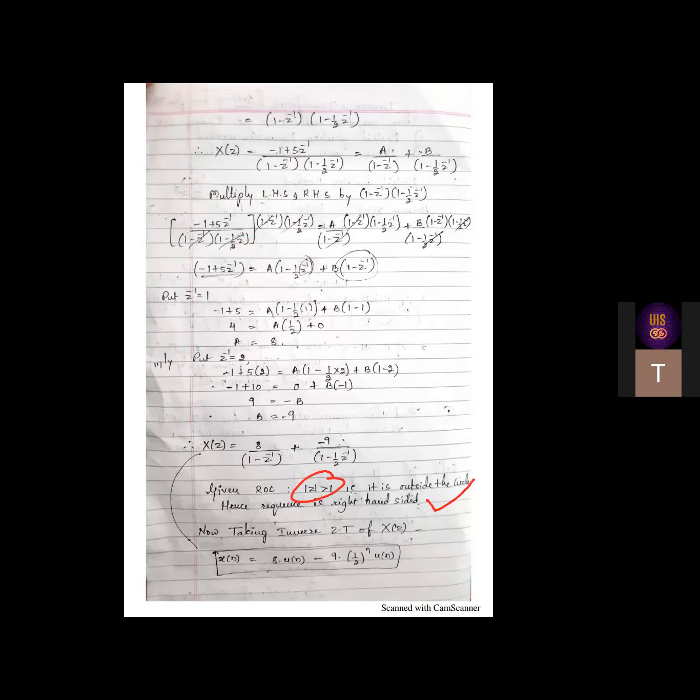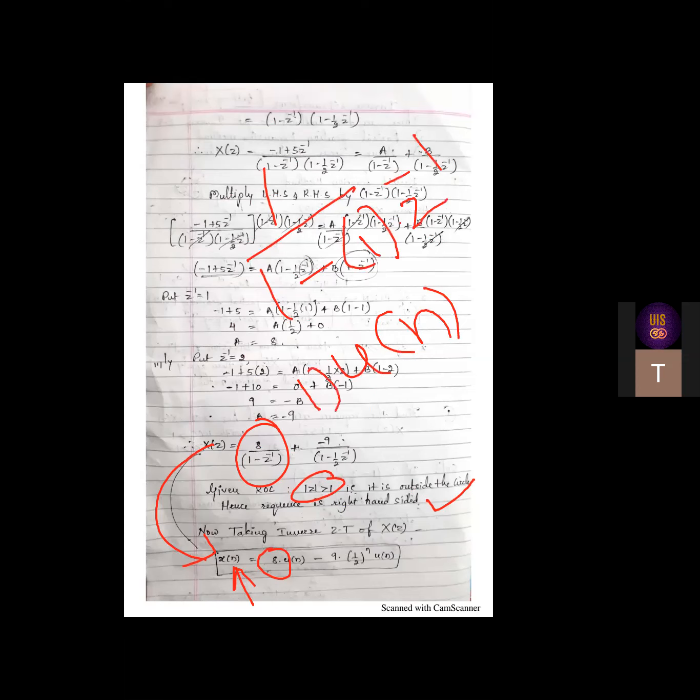So with that, what will be your x of n? x of z will be equal to, if we take the inverse z transform, x of n. 8 is kept as it is. Now, what is this 1 by 1 minus z inverse? It is u of n. If you just expand this, it is 1 into z raised to minus 1, so alpha is 1, alpha raised to n u of n, or u of n. That's why the first term is 8 into u of n.